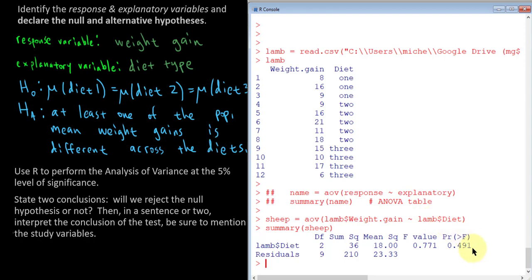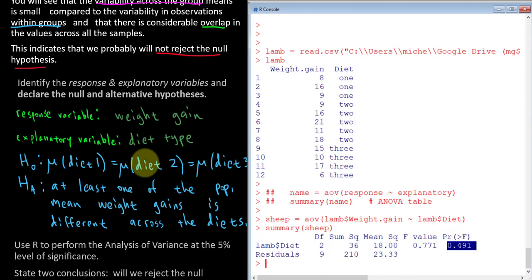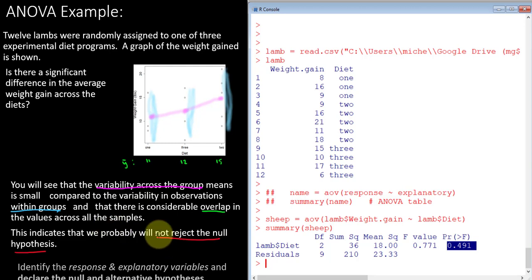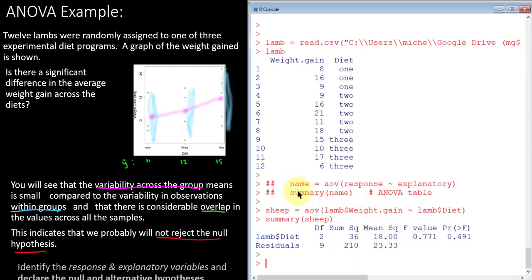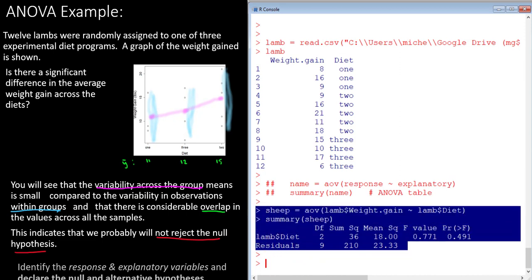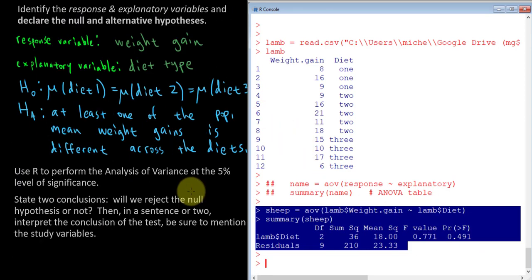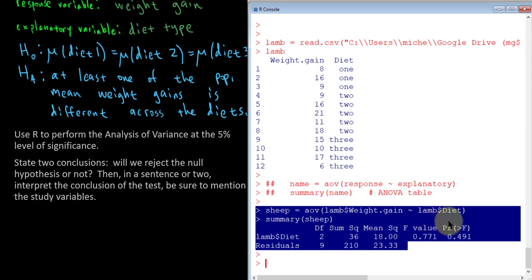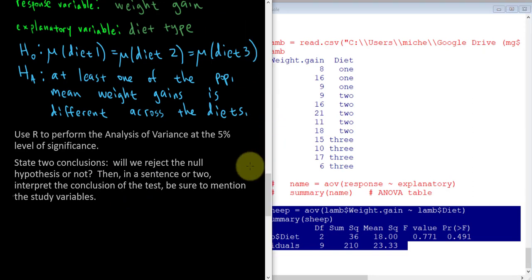And as expected, again, right up top, we said we probably were not going to reject the null hypothesis, and here we are. So if this was a lab assignment, I would probably ask you to copy and paste everything that I've highlighted here, so I know what you've typed and can make sense of what you've done. In this little example, though, it's going to take up a little too much space to do that. So let's state our conclusion and be sure to mention the study variable.